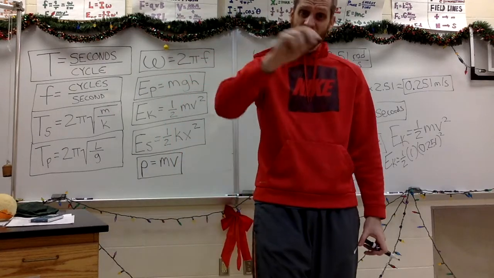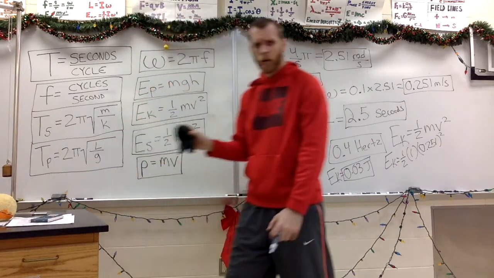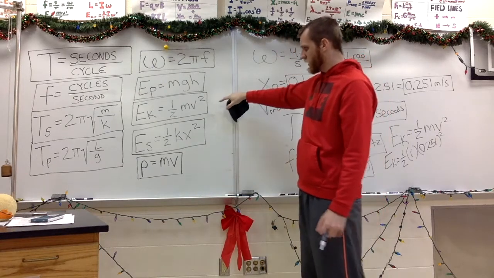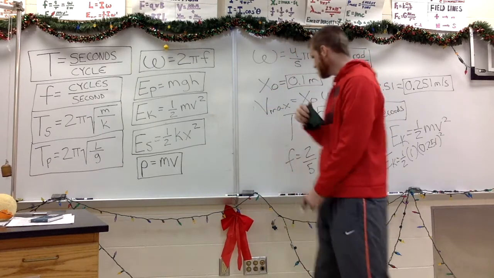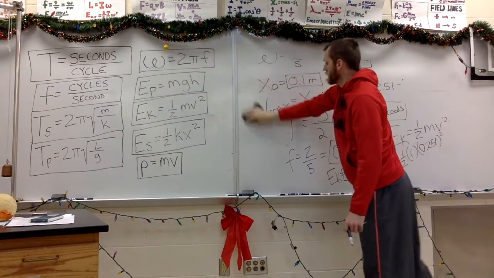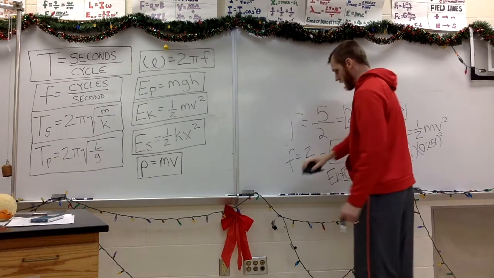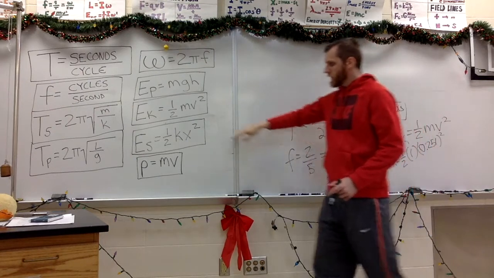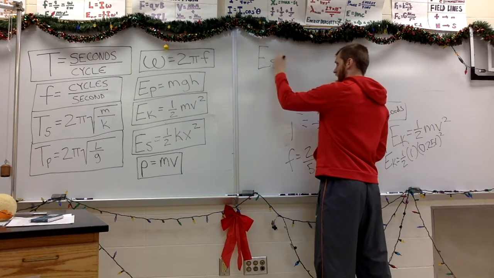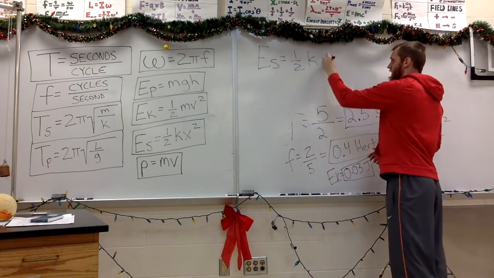What about our maximum elastic energy? Well, to figure out our maximum elastic energy, we need our elastic energy equation. If you look over here, the equation for elastic energy is 1/2 kx squared. So I'm going to erase some information. ES is 1/2 k, which is the elastic constant, how stretchy the spring is, times x squared.